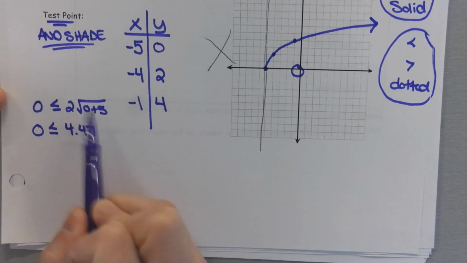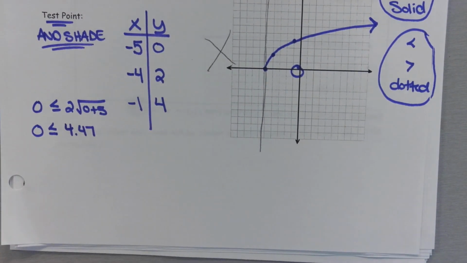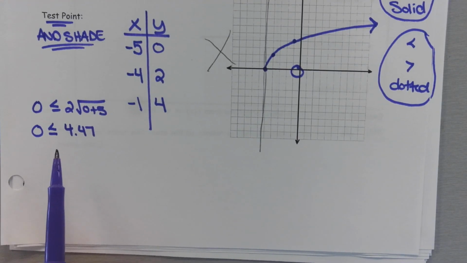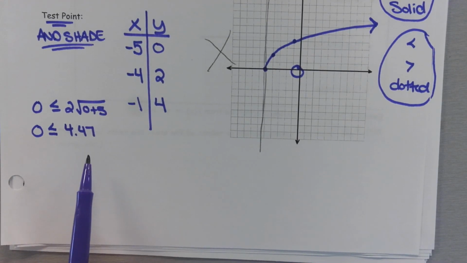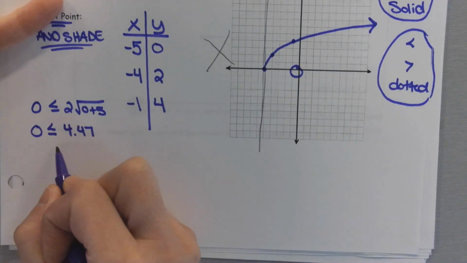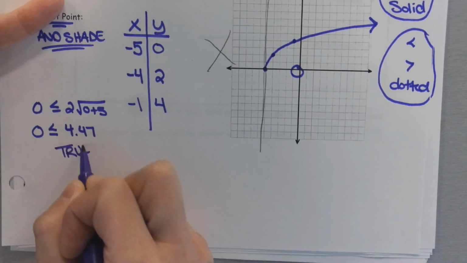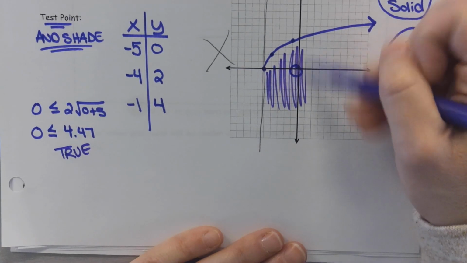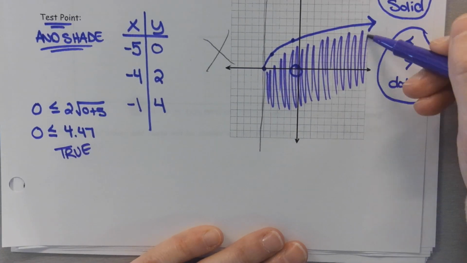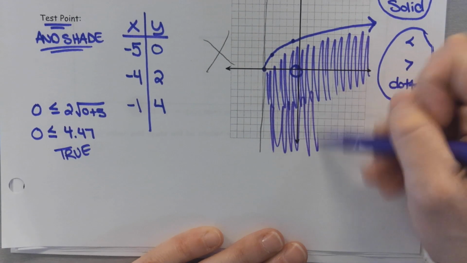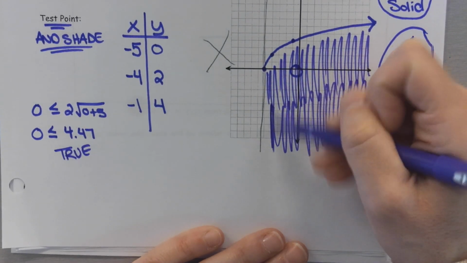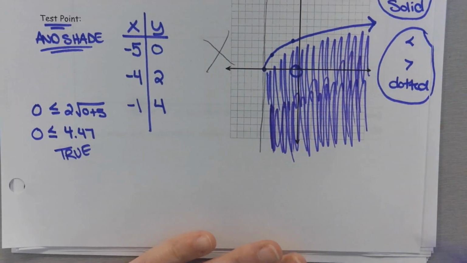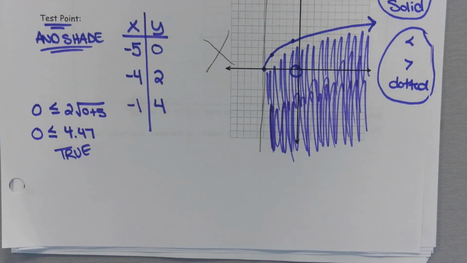So if I type this in my calculator, it's going to spit out this. So true statement, yes? 0 is smaller than that 4.47 number? Okay. Remember, if it's a true statement, then you're going to shade where your test point lived. If it's a false statement, then you would shade the opposite. Do you see how that boundary line is helping me right now because I'm not getting wild and shading across it? So that's why I kind of drew that in there.